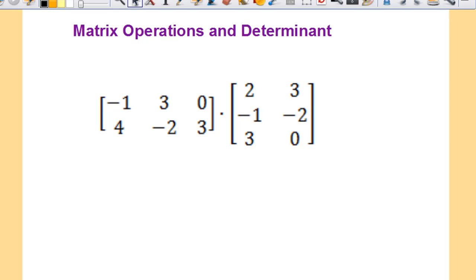Hi everyone, I want to quickly review the concept of multiplying matrices and the idea of a determinant of a square matrix. Okay, to begin with, we're going to take a look at multiplying matrices.